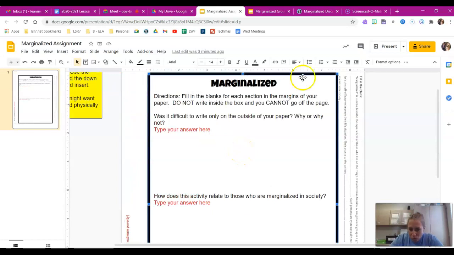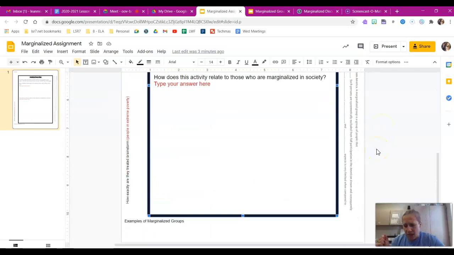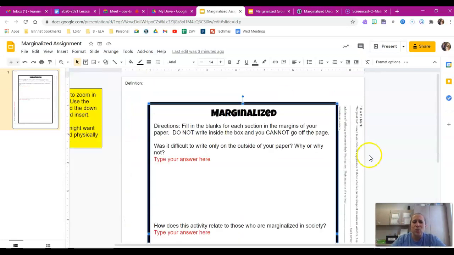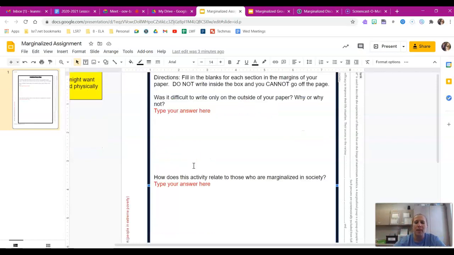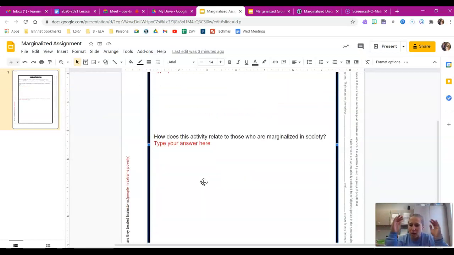Okay, so after you've had to turn your head from side to side, if you wrote in pencil, it was probably really hard because you had to write really small, and you couldn't go off of the edge of the paper. If you typed this, you had to kind of hurt your neck just to see it. So was it difficult to only write in the margins of your paper? Why or why not? Type your answer right here. Was it difficult to only deal with the margins of your paper? And then how does this activity, the writing of the margins, relate to those who are marginalized in our society?